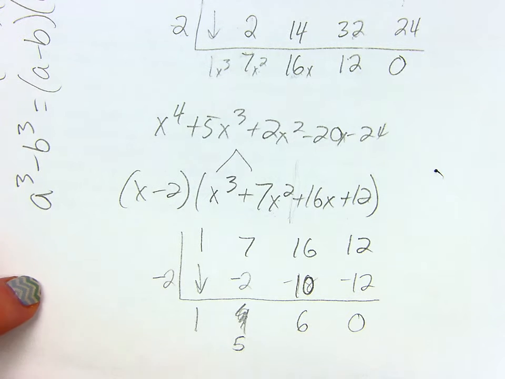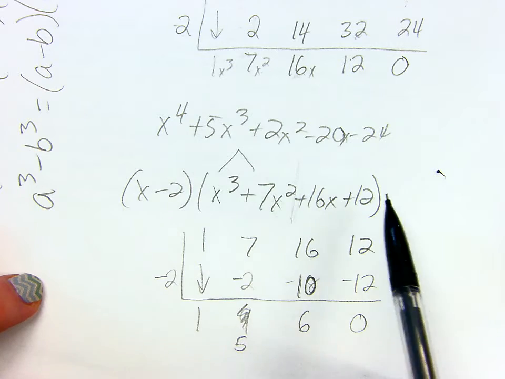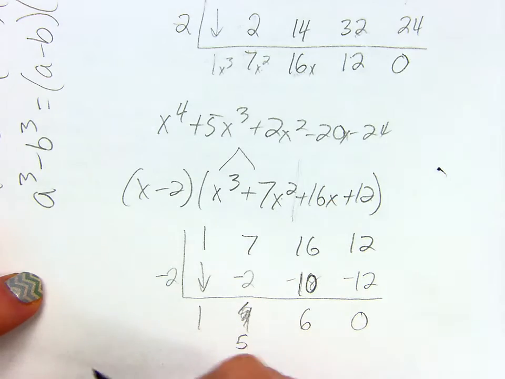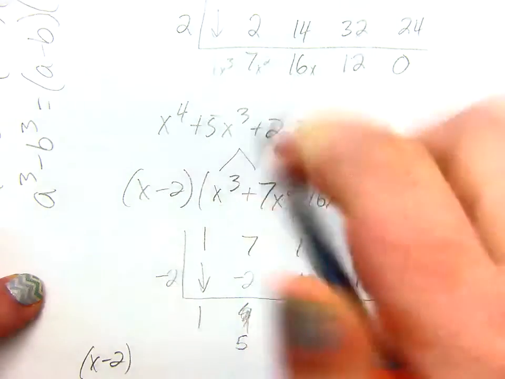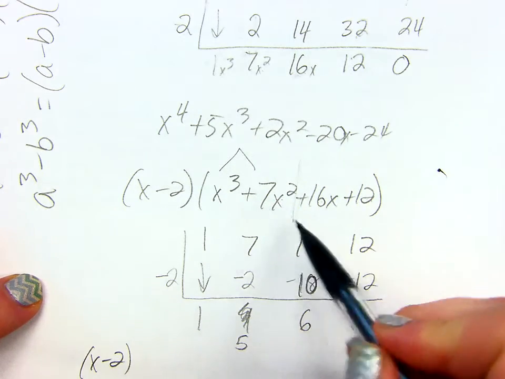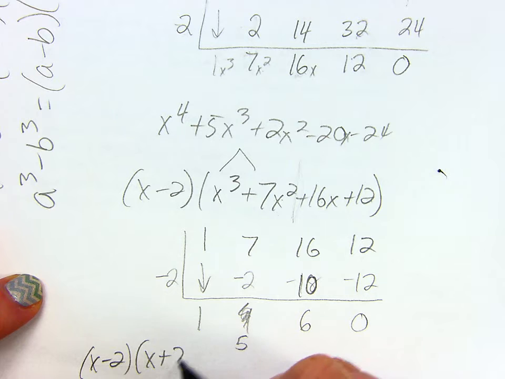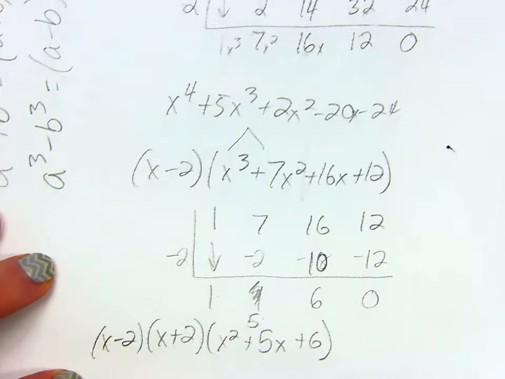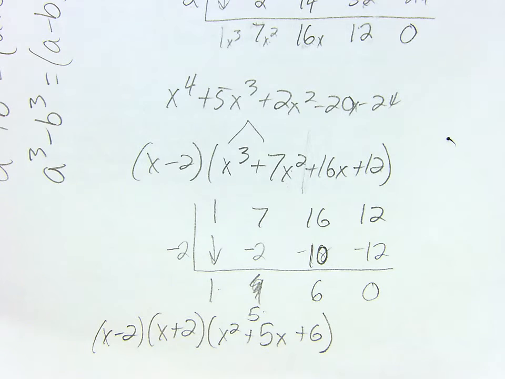So now that means my crazy polynomial, right? I've now factored it again. I split this one up. So I have x minus 2 from way back when. And now this I just split into x plus 2. And then these are my coefficients of what's left. X squared, 5x, 6. Do you see what I've done? Does everybody see? Is that okay?